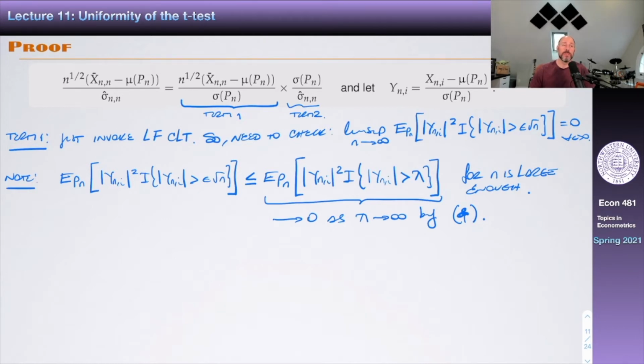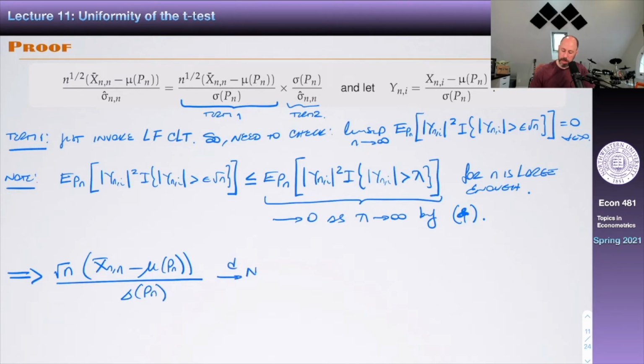And so the condition that you need for the Lindbergh-Feller CLT is exactly the condition that you obtain from uniform integrability. And it follows then that square root n (X bar n minus mu P_n) divided by sigma hat n, divided by sigma P_n, converges in distribution to a normal 0, 1 as n goes to infinity under P_n.